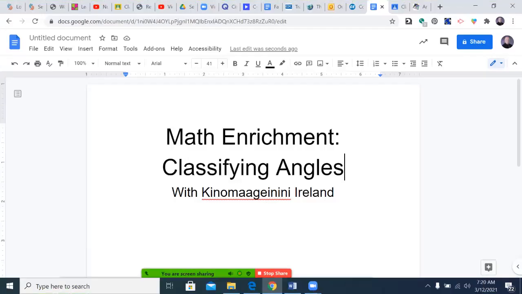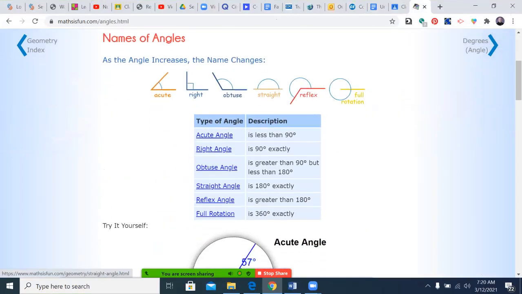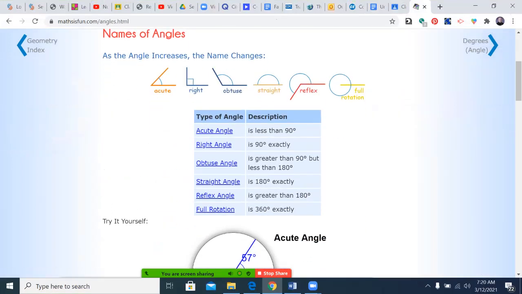Today's edition: classifying angles. We'll begin at our trusty Math is Fun website, and we have a chart here with some of the angles. We're going to focus here on acute, right, obtuse, and straight.